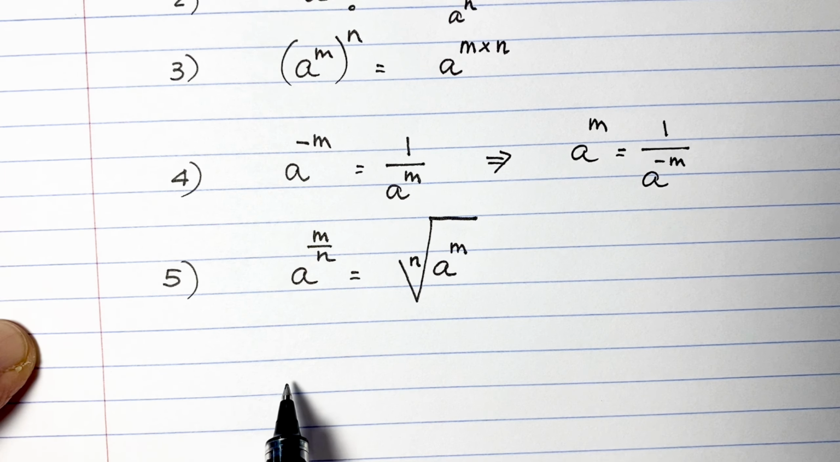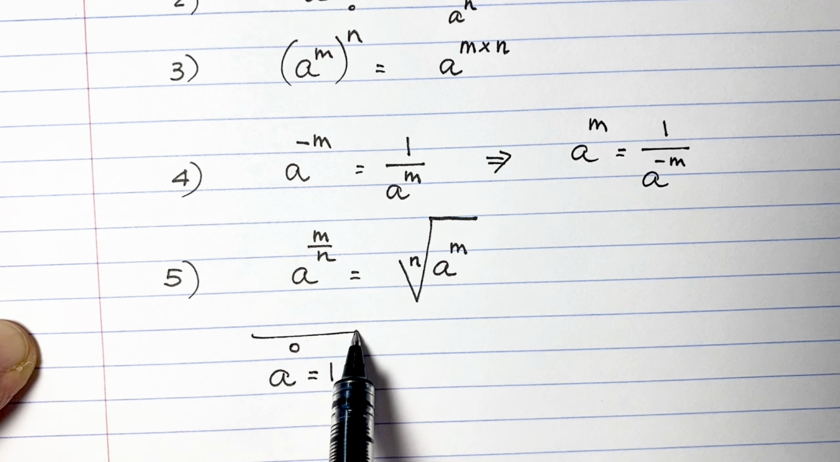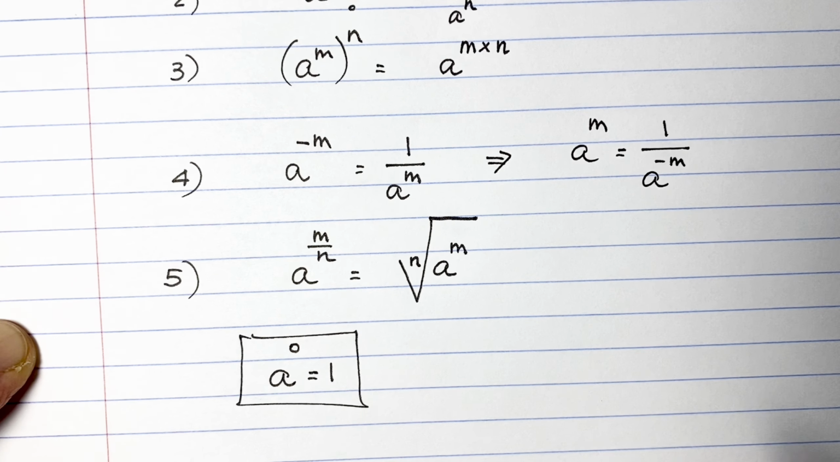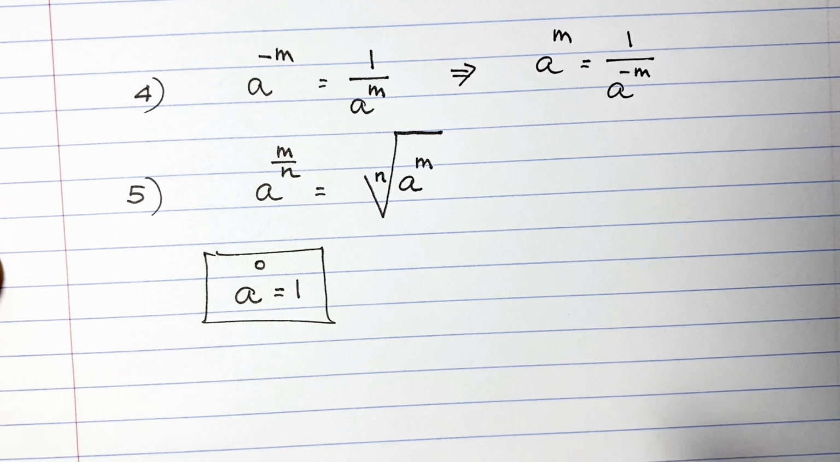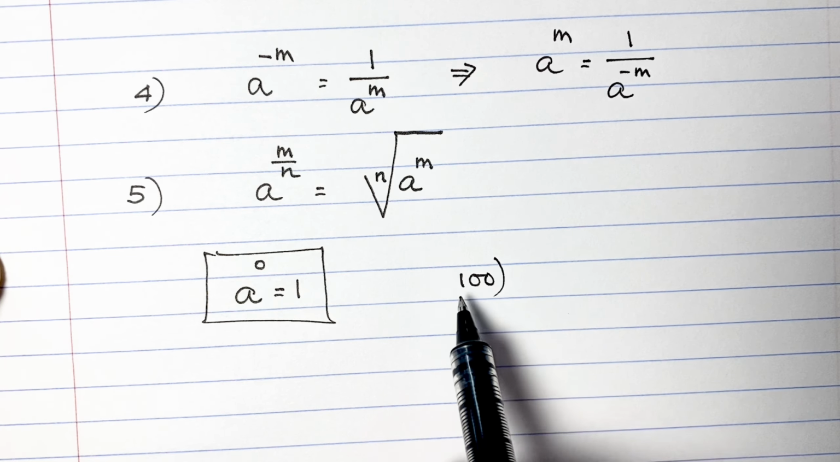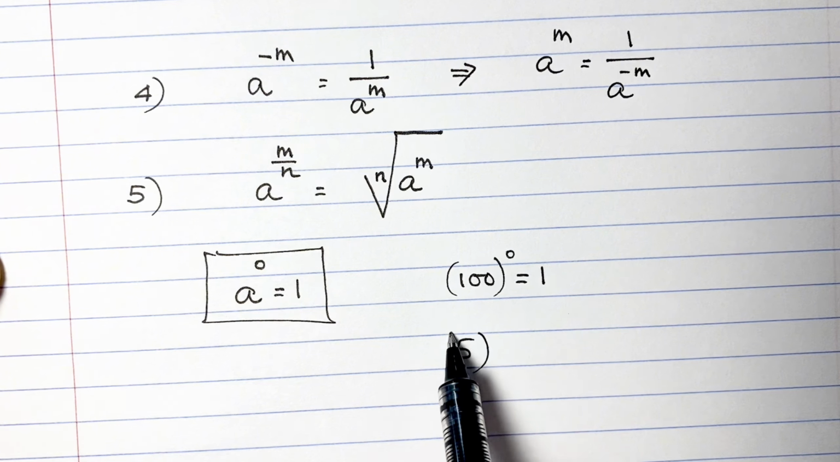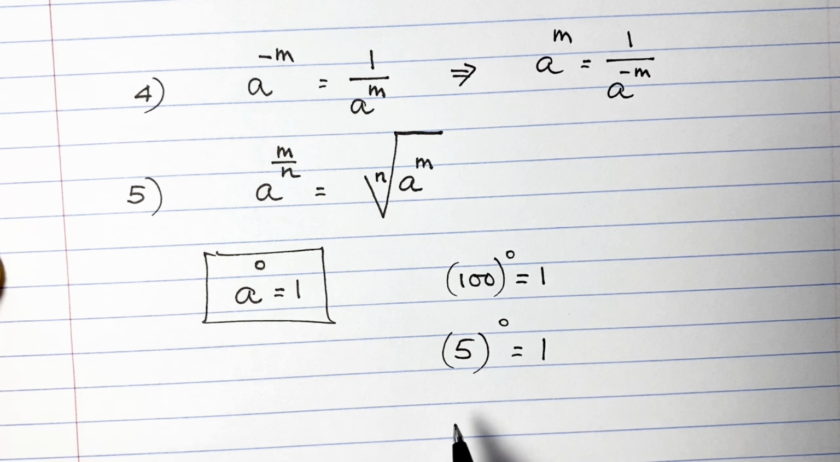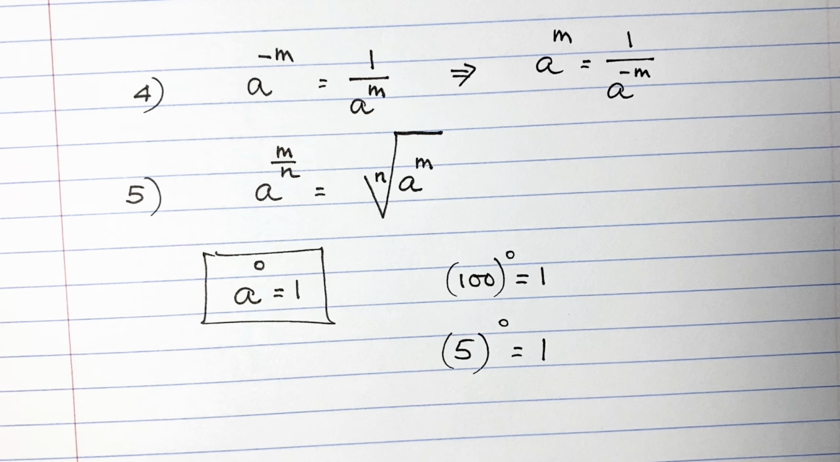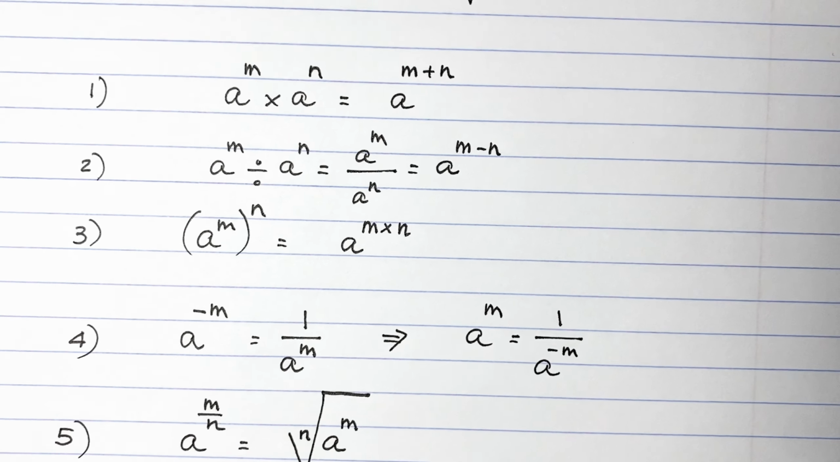The only thing you've got to also know is that any number to the power of 0 is 1. The proof is advanced. So for example, 100 to the power of 0 is 1. 5 to the power of 0 is 1. So any number to the power of 0 is 1. This concludes our lesson on laws of indices.